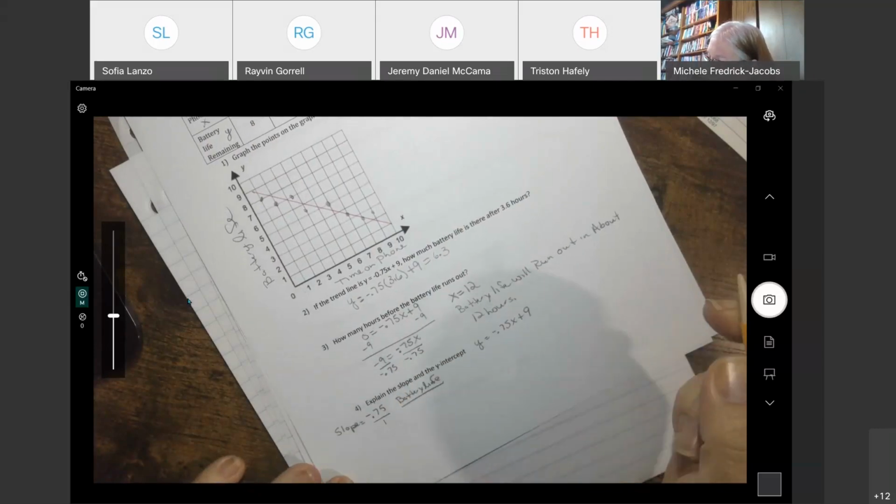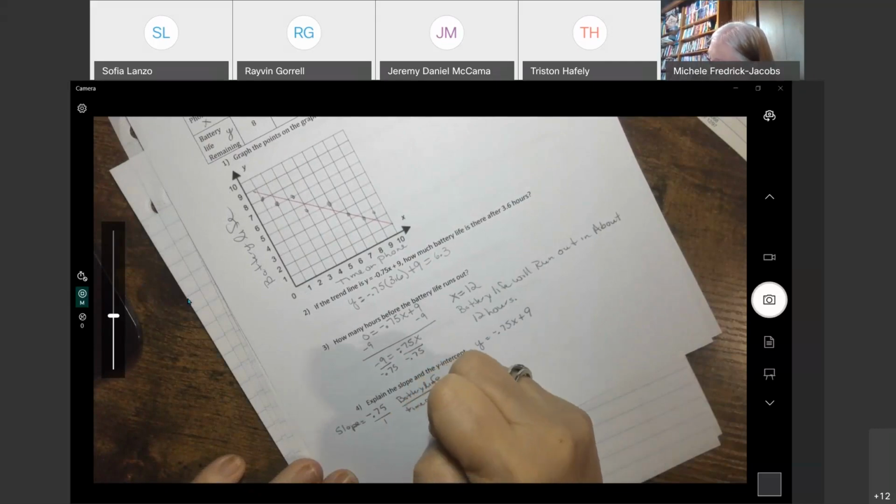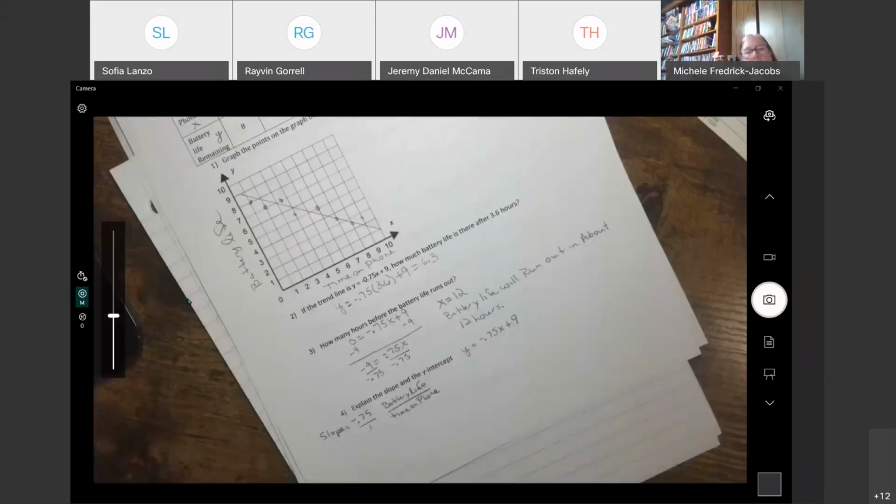And our x is time on the phone. So how could we explain it? Does someone want to give their sentence? Each additional hour that she uses her phone, her battery life decreases by 0.75 hours. Exactly. Nice.